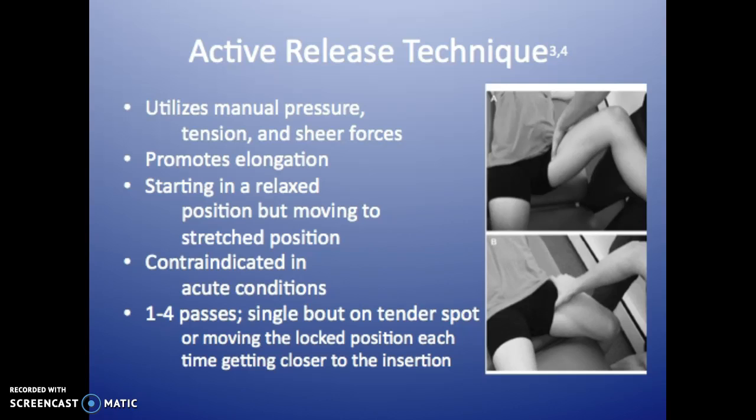Now, depending on what the goal of the treatment is, it can either have one bout or a couple of passes to get the adhesions out. So if you're looking at a trigger point, you can do a single bout and try and get that specific area of adhesions out. But if you're looking at elongation of the entire muscle as a whole, oftentimes you'll see 1 to 4 passes in that locked position where the clinician is going to be holding that muscle, getting closer and closer to the insertion, about 4 centimeters apart from the previous spot.